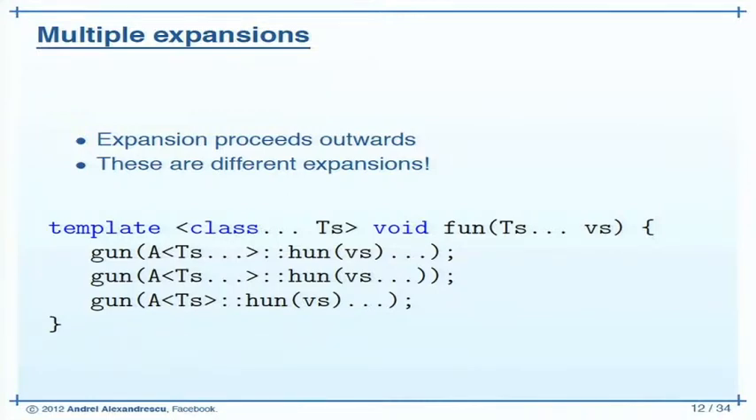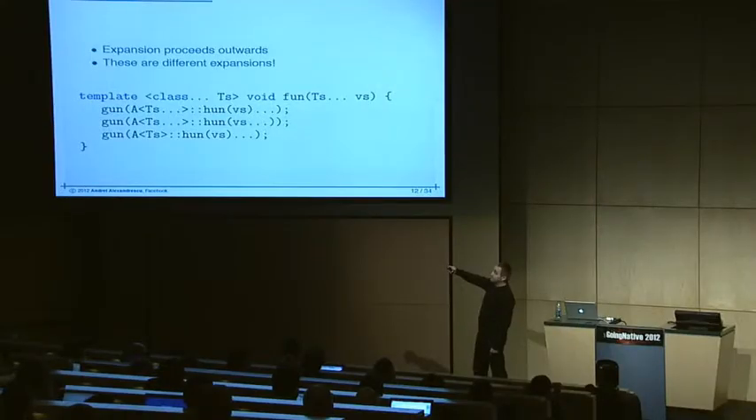it's difficult. In the first call, I'm expanding all T's for instantiation of class A, and then I'm going to call Han of V's, and this is going to be all elements expanded once, and then I'm going to expand again, passing multiple parameters into gun, right?